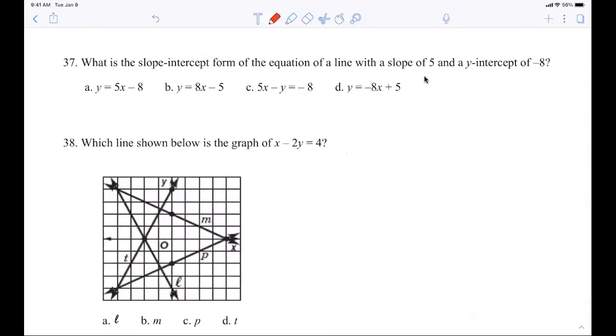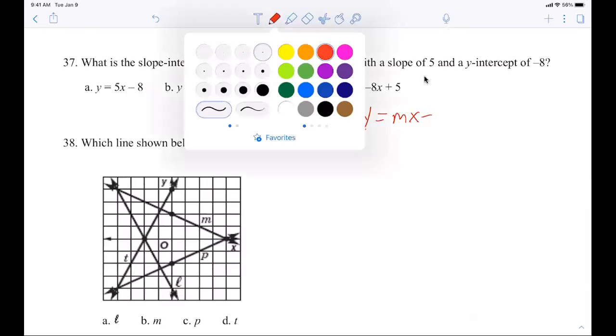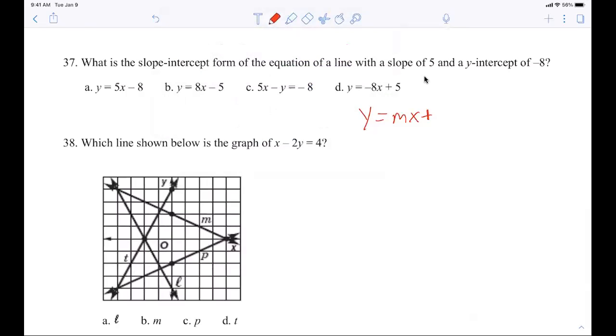What is a slope-intercept form? So the first thing I want everybody to do is write the slope-intercept form. Y equals mx plus b. Now the slope is 5, so that goes for m. The y-intercept is b, so that goes right there. Y equals 5x minus 8. There it is. Everybody good with that?